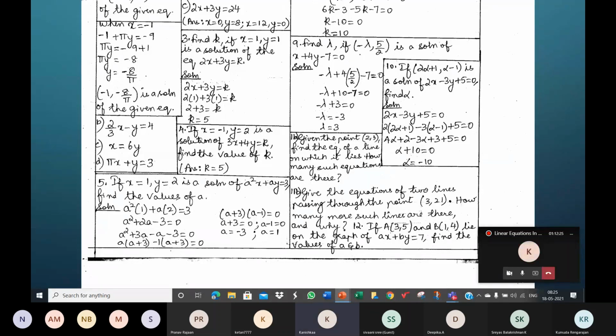Yes, ma'am. Sorry, ma'am, minus 3y. Yeah, 9x minus 3y is equal to 3. When a is 1, 1x plus y is equal to 3, ma'am. Yeah, x plus y is equal to 3. X plus y is equal to 3.